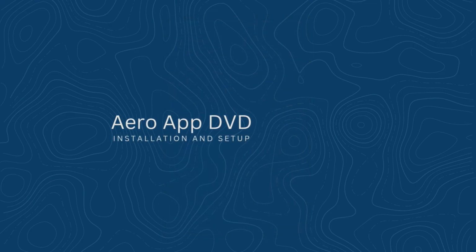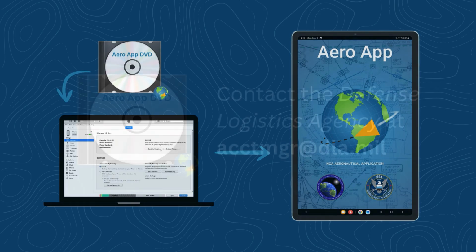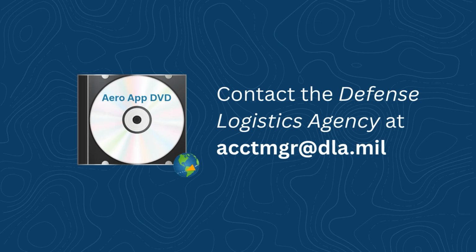This section covers how to install Aero App through the Aero App DVD. Note that the DVD also includes aeronautical data for each cycle, which is released every 28 days on a per-cycle basis. First, you'll need to obtain the Aero App DVD. If you are interested in obtaining the Aero App DVD, contact the Defense Logistics Agency.